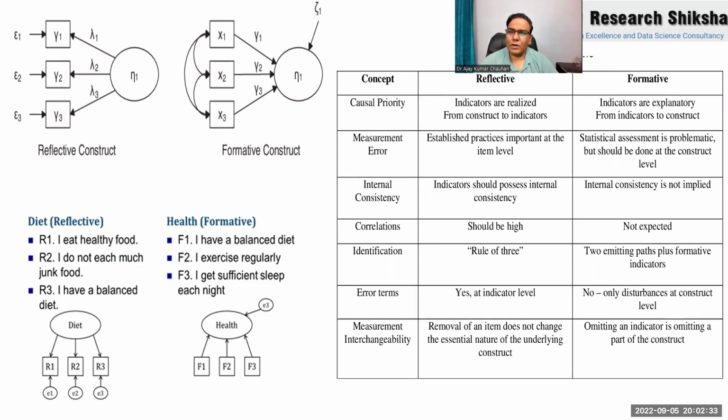If you have all reflective constructs in your research, you have two options. You can go to AMOS, you can go to Smartpls, you have both the options. But in case you have any formative construct in your study, you have no option. You have to apply Smartpls 4. So this is the compulsion that we have in the case of Smartpls 4.